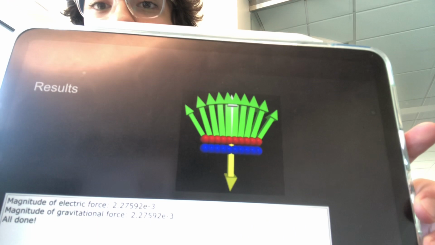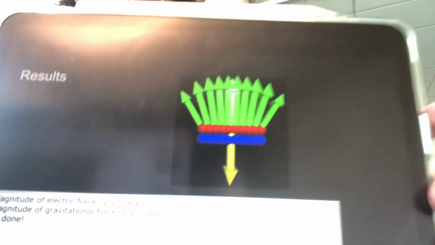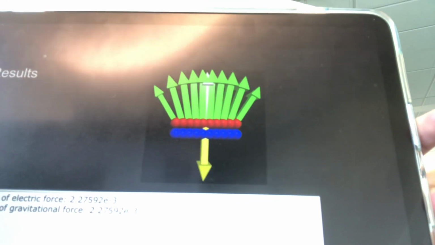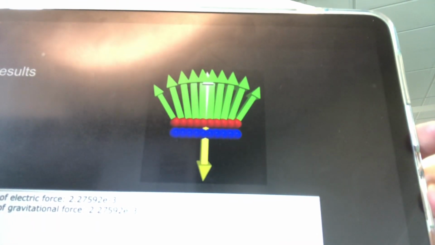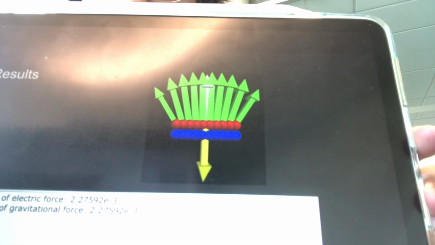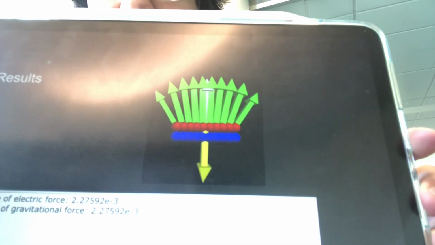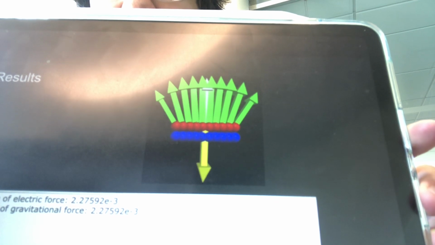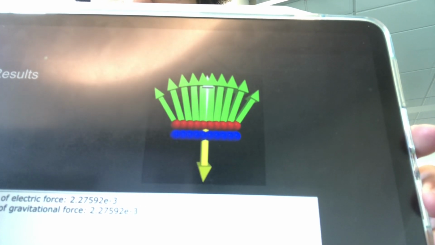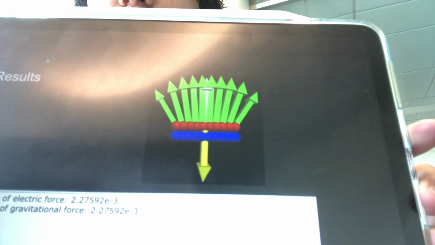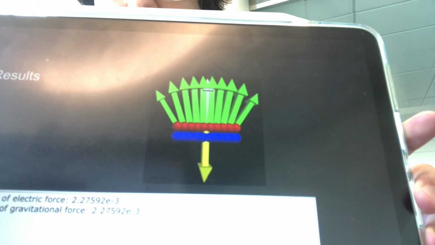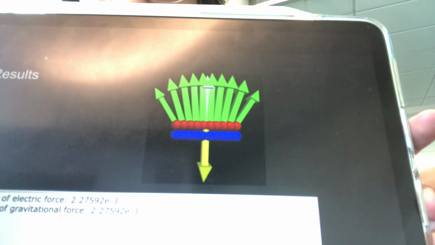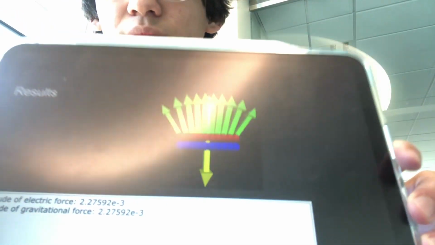The results were that we got this diagram, which, if you can see here, each of the green arrows are the forces on each of the point charges, and then the white is the net force on the top row of point charges, and the yellow is the net force on the bottom row of the point charges. And we see that the white and gold are equal and opposite.